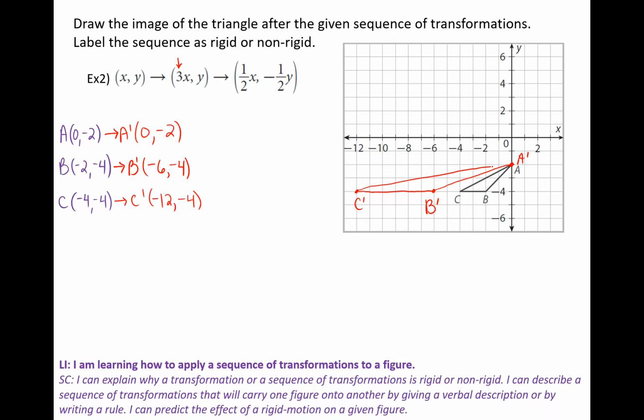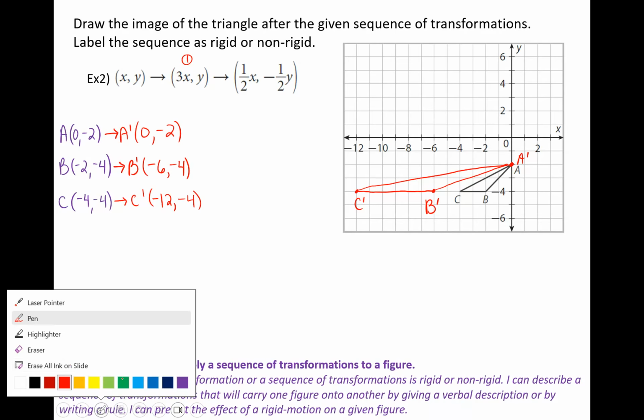Something like that. All right, so there's my first transformation, my first part of my sequence. So there's the first one. Let's go over to the second one. So my second one has something a little bit different to it. It has some 1/2s in there.